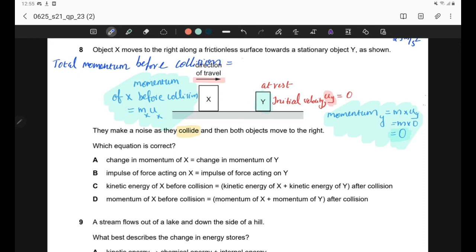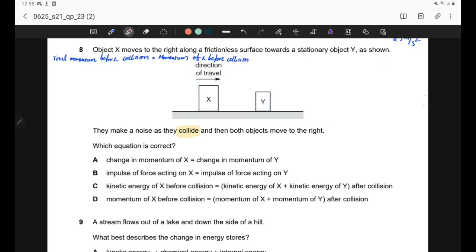That will be the momentum of X before collision plus the momentum of Y before collision. But the momentum of Y before collision is 0. So we can simply write that the total momentum before collision is simply the momentum of X before collision. As the momentum of Y is 0, we don't need to include that. So this is the first point we can conclude about this particular question: before collision, the total momentum is only the momentum of object X.